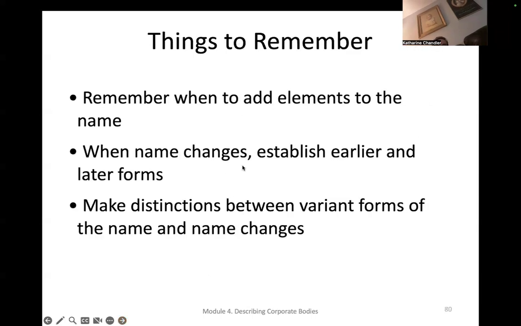Things to remember. Remember when to add elements to the name. When the name changes, establish earlier and later forms. Make distinctions between variant forms of the name and name changes.